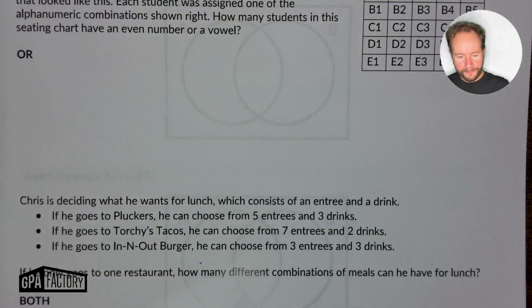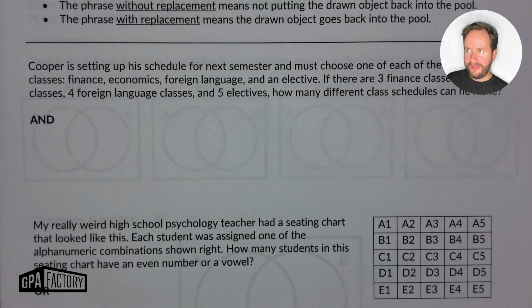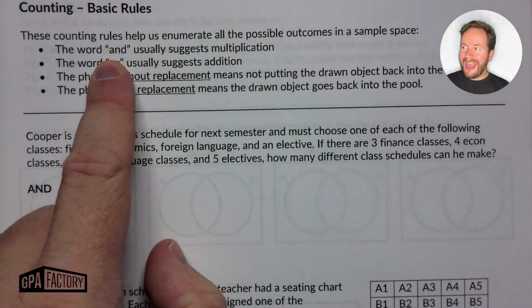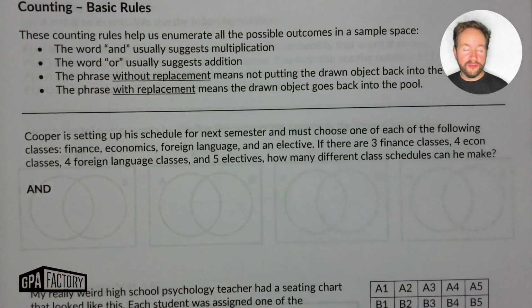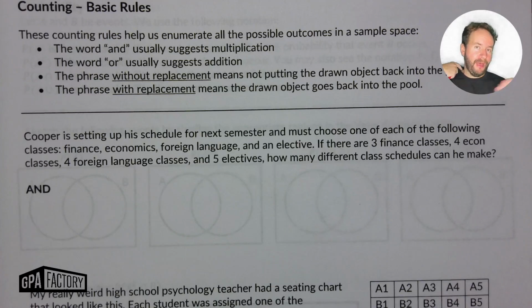Let's move on to counting, some basic rules of counting. The word and usually suggests multiplication, or suggests addition. The phrase without replacement means you're not putting the drawn object back in the bag or bucket or wherever you're drawing it from. And with replacement means the drawn object goes back into the pool or the bucket or the bag.